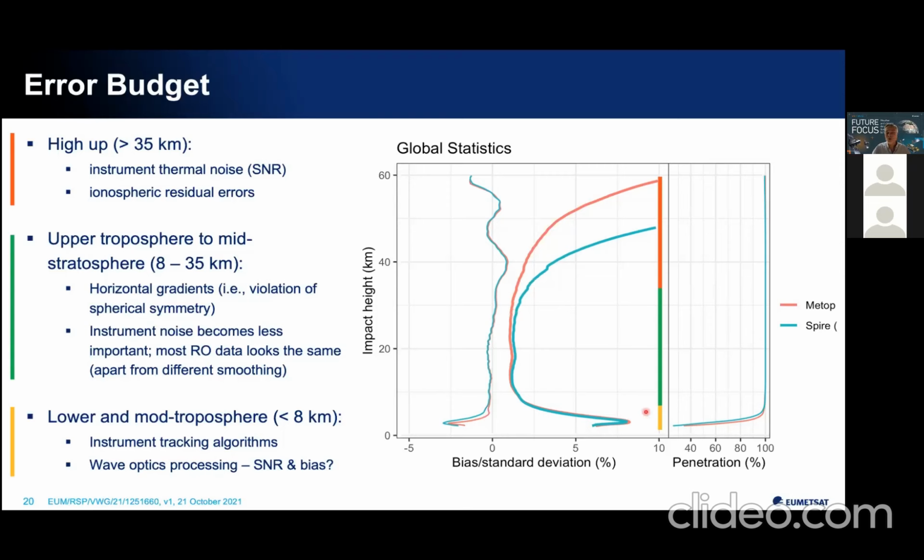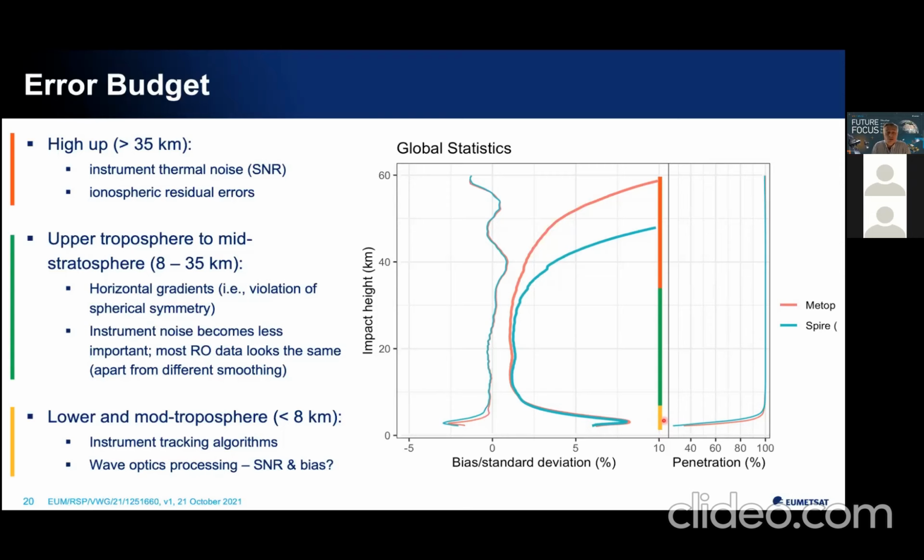If you're going to the lower troposphere, so that is below 8 kilometers, that is the yellow range. So here is where the humidity becomes very variable, where the spherical homogeneity condition isn't really valid anymore. And that is where, of course, the wave optics processing becomes important.